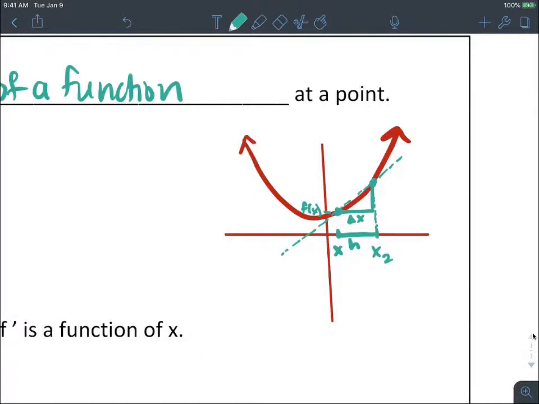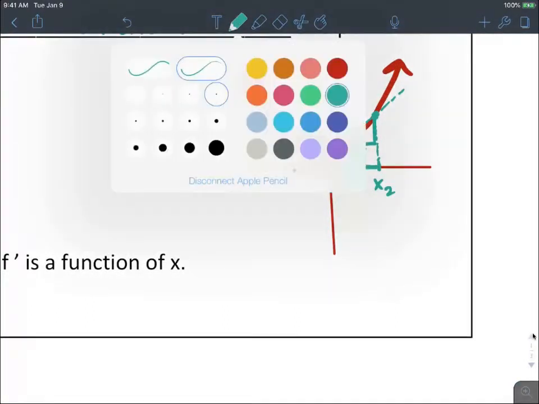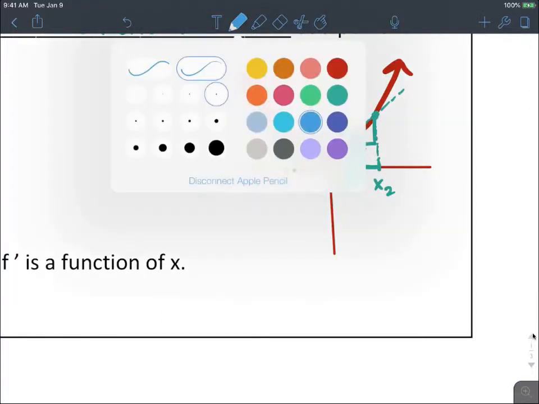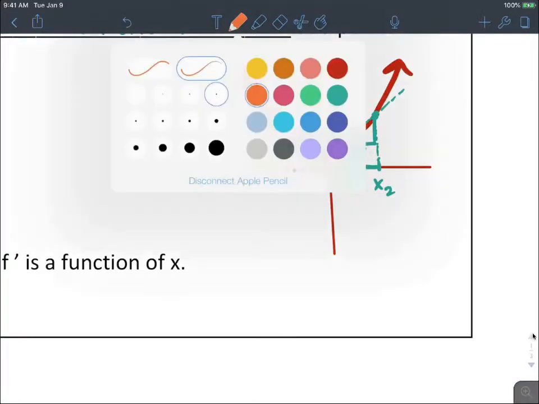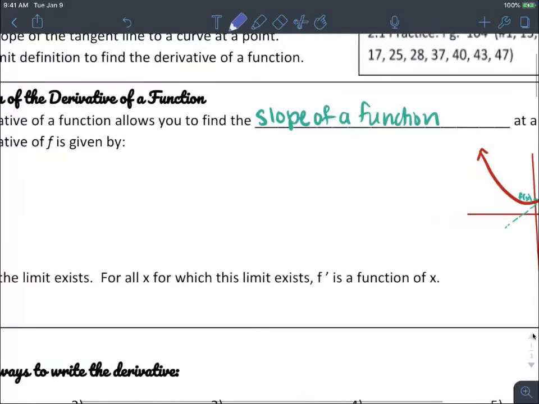What we're actually going to do is make that change in x smaller and smaller and smaller. I'm going to find the slope where the change in x is really, really close between the two points, and then where the change in x is even smaller, until I get to the point where I'm actually graphing two dots on top of each other. So my change in x, or my h value, is 0.